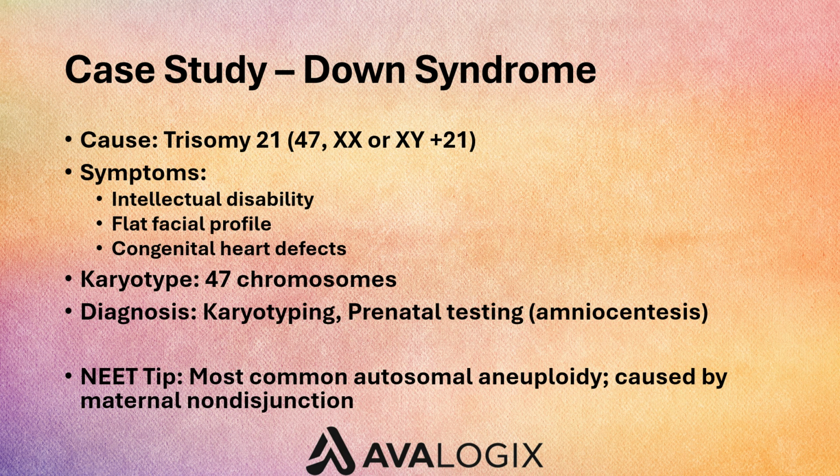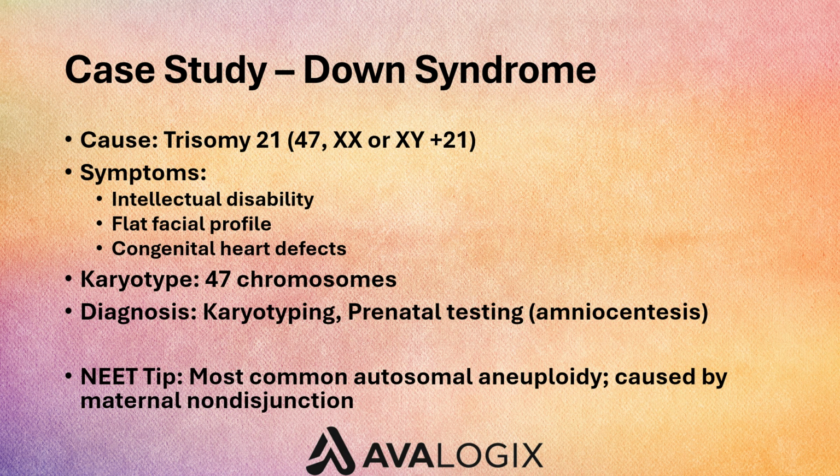What do we see clinically? You might recognize some key features: a flat facial profile, upward slanting eyes, a single crease across the palm called a simian crease, and developmental delays. They also often have heart defects, particularly atrioventricular septal defects.